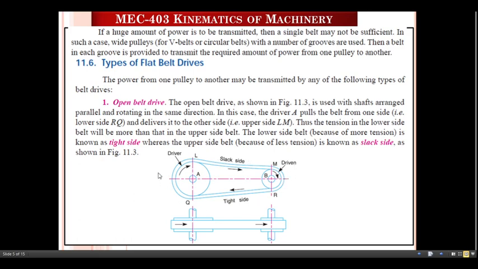As shown in the figure, if you just see here, both the pulleys are rotating in the same direction. So here from R to Q, the pulling action will take place, and from L to M points the pushing action will take place. So this becomes the tight side and this becomes the slack side.